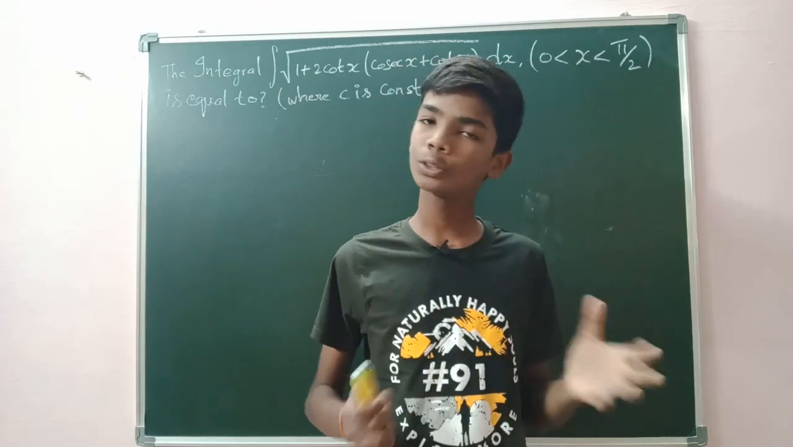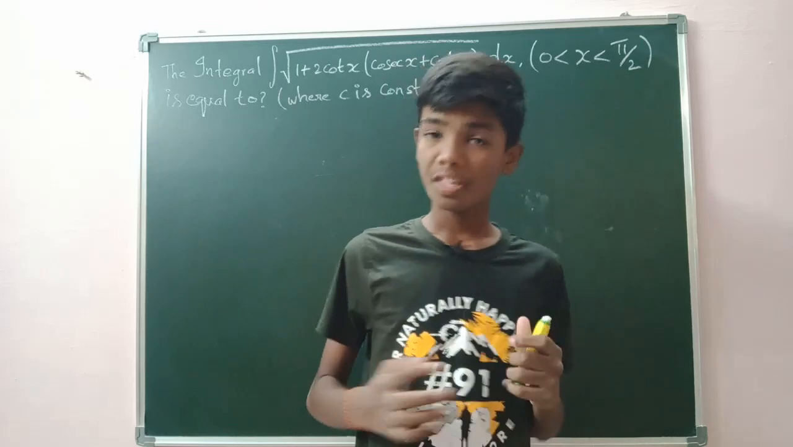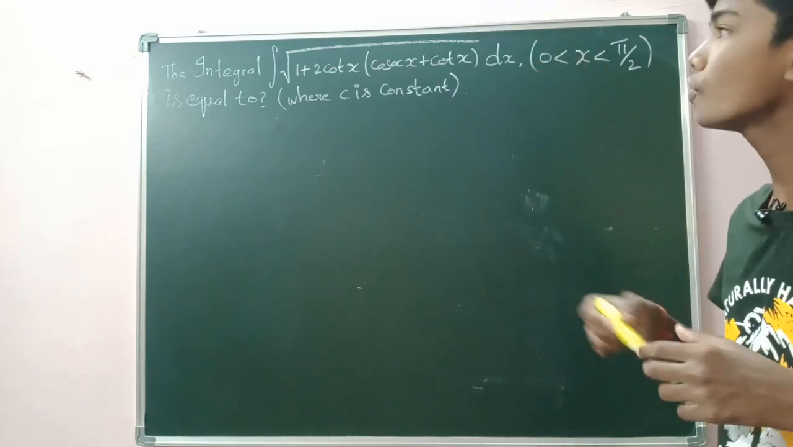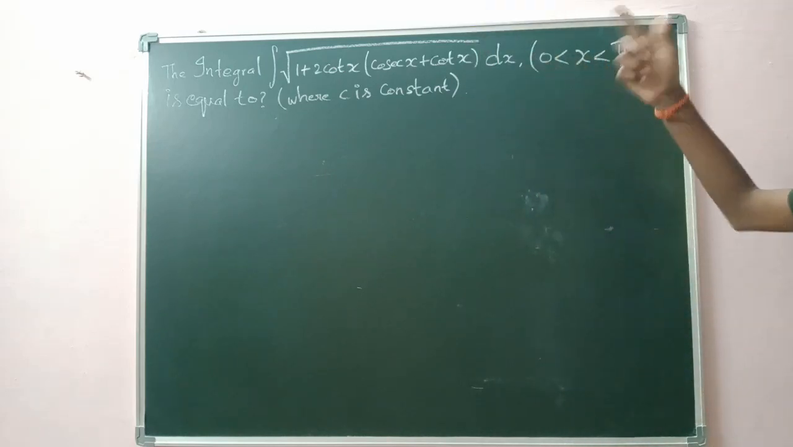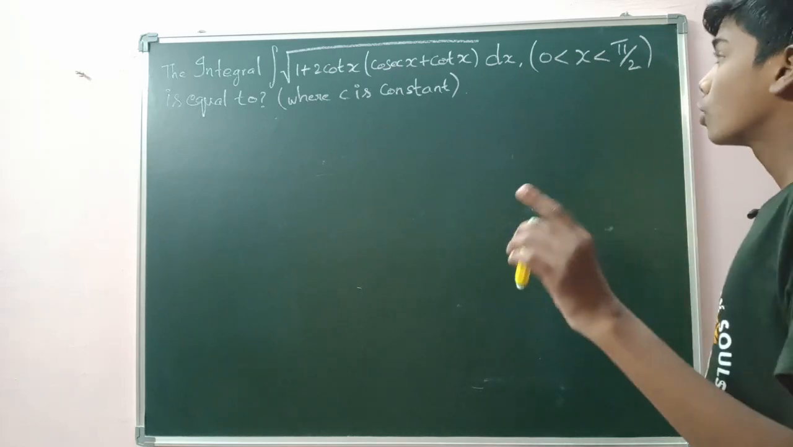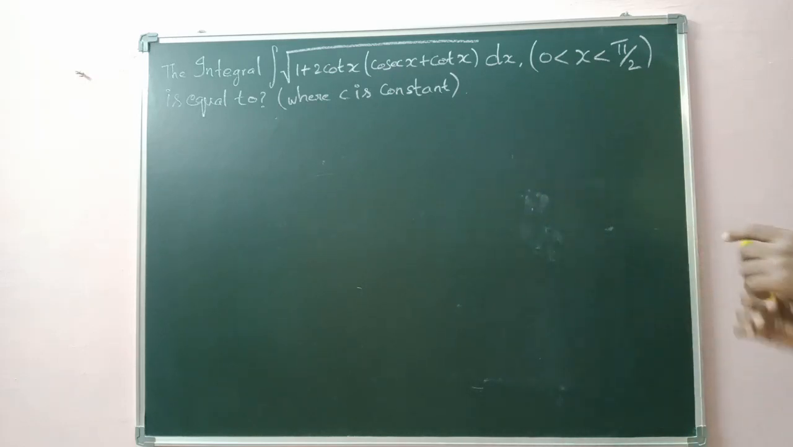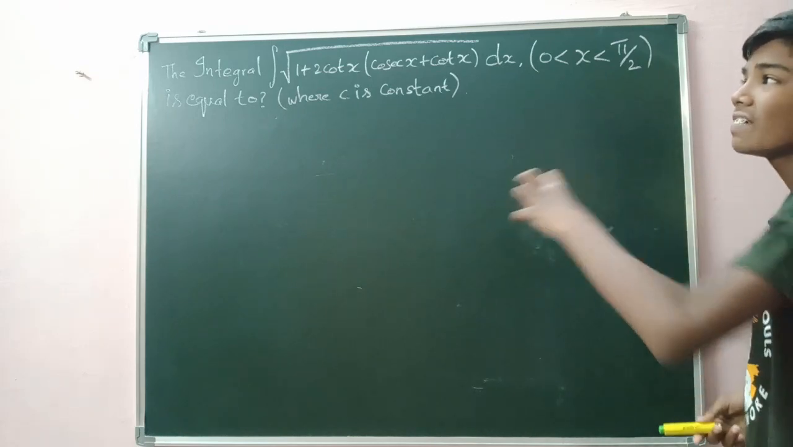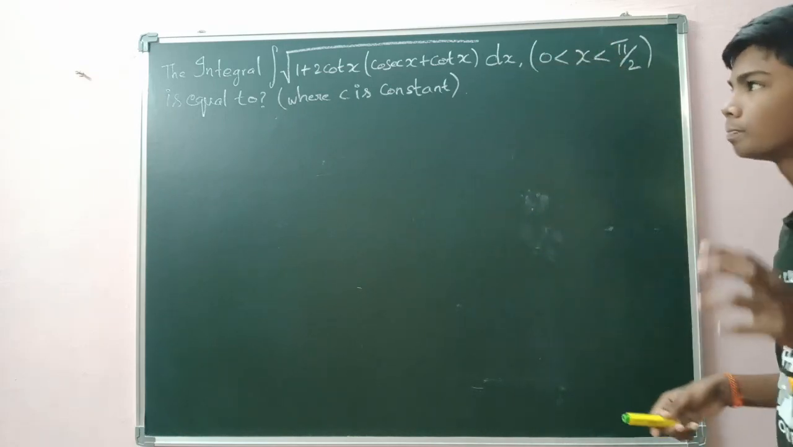Integration questions. So let me solve, guys. The first one is the integral of root of 1 plus 2 cot x times (cosecant x plus cot x) dx, where x lies between 0 and pi by 2. Then they ask us to find the value of this particular integral.